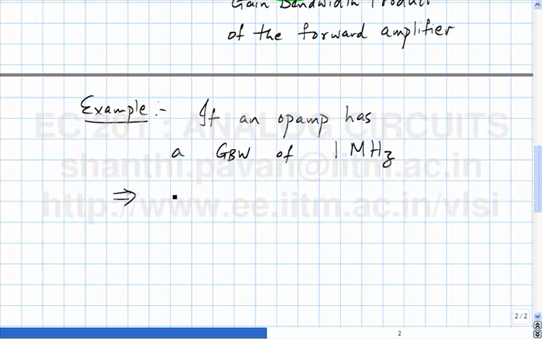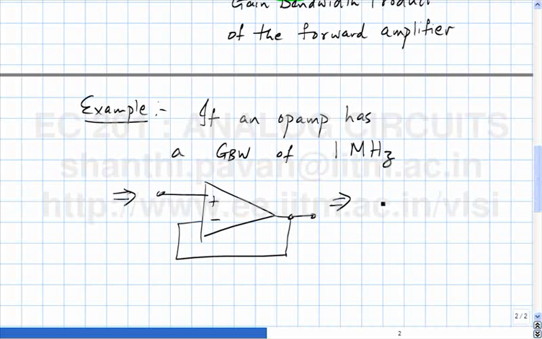it means that if you build an amplifier like this, what is the closed loop gain? The closed loop gain is 1. So what is the closed loop bandwidth now? This circuit will have a bandwidth of 1 megahertz.